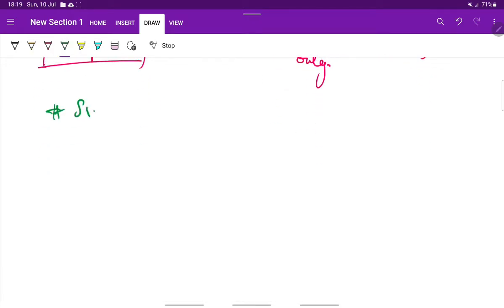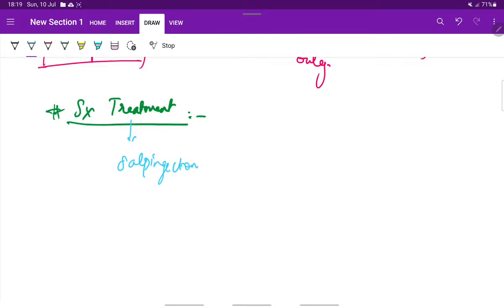Now, let us see about the surgical treatment. Surgical treatment would be salpingectomy, is removal of the fallopian tube, or conservative preservation of the fallopian tube. So, when the ectopic pregnancy has ruptured and the patient is in shock, the treatment is immediate laparotomy and salpingectomy. Whereas in selected cases we can perform conservative surgery which increases the chance of future uterine pregnancies.